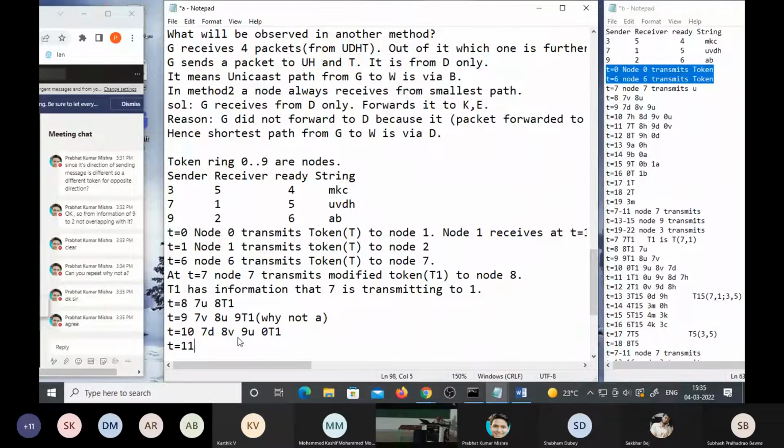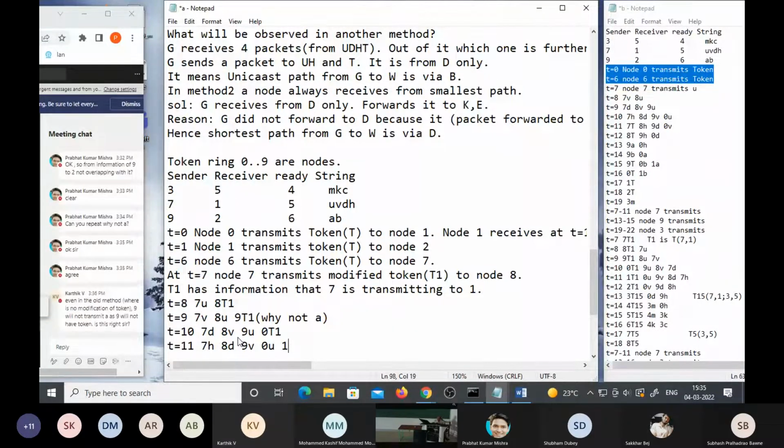At t equal to 11, 7 will transmit H. 8 will transmit B. 9 will transmit V. 0 will transmit U. And 1 will transmit P1.